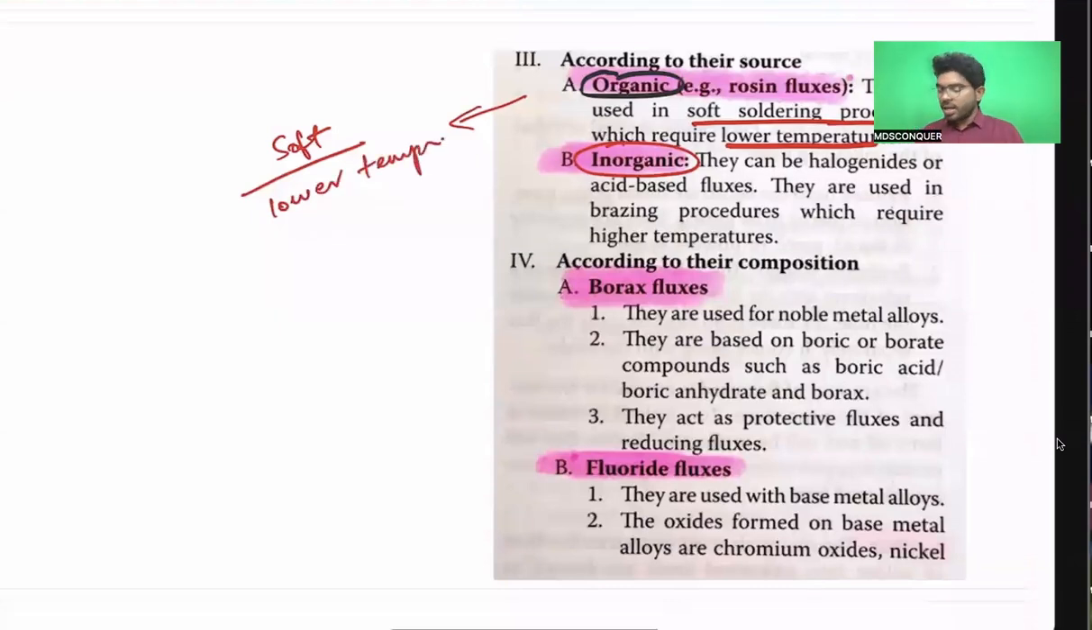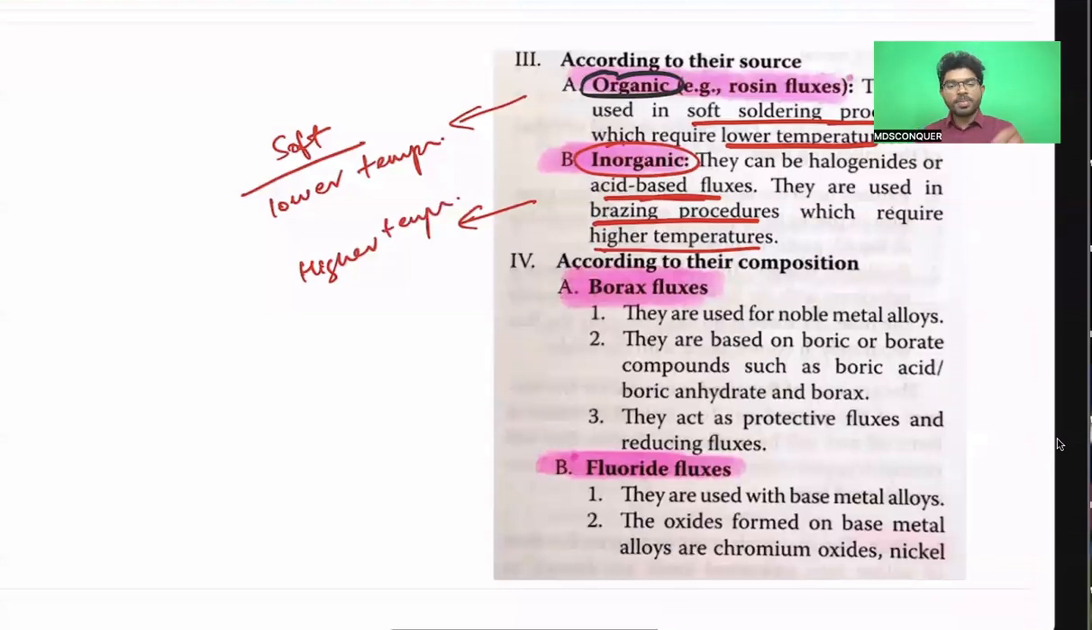The next one is inorganic fluxes. These are basically acid-based fluxes. They are used in brazing, which requires higher temperature. So inorganic fluxes require higher temperature.